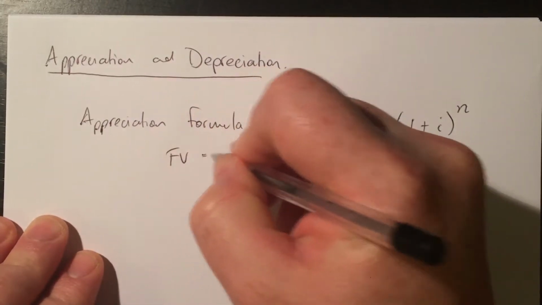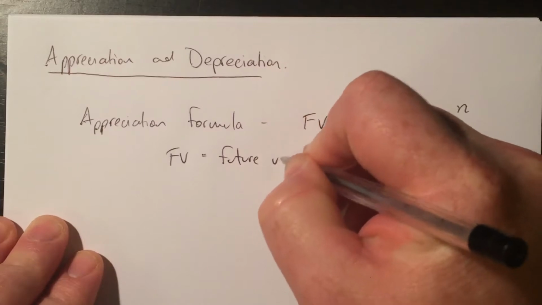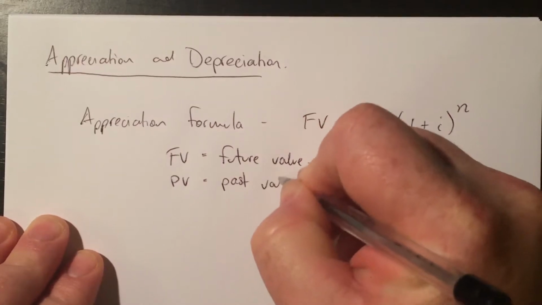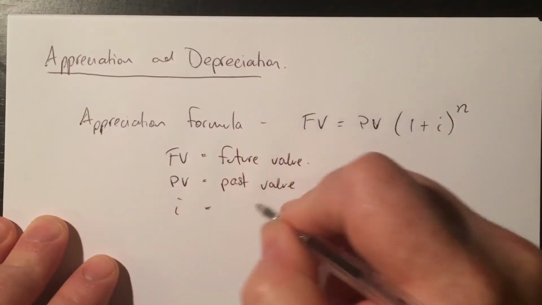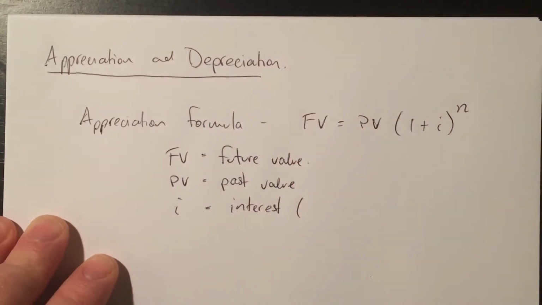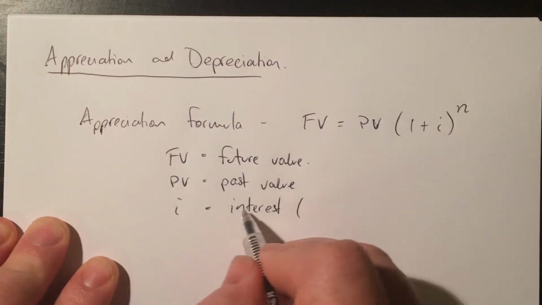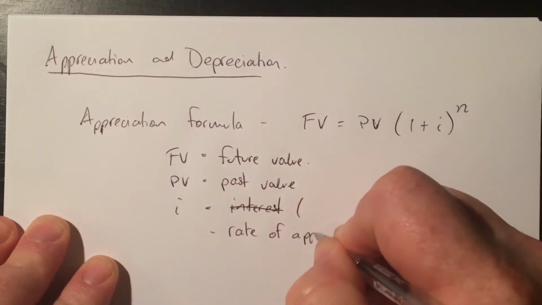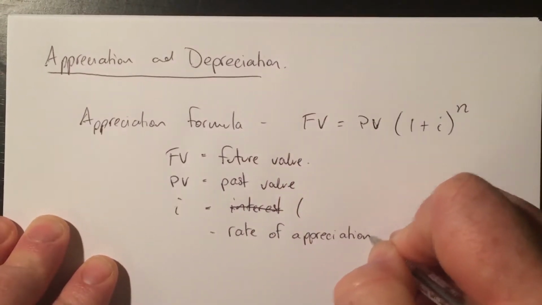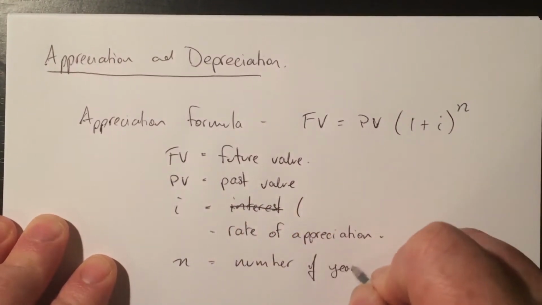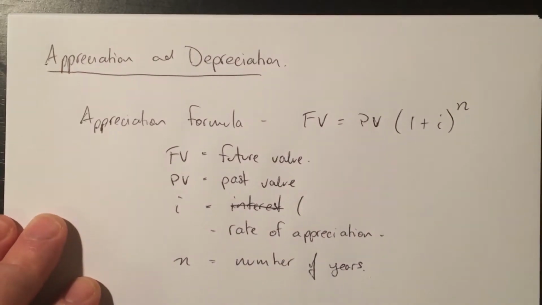So FV is the future value, PV is the past value, I is the interest rate, or the rate of appreciation actually, so let's call that rate of appreciation, and N is the number of years that the object's value has been increasing for.